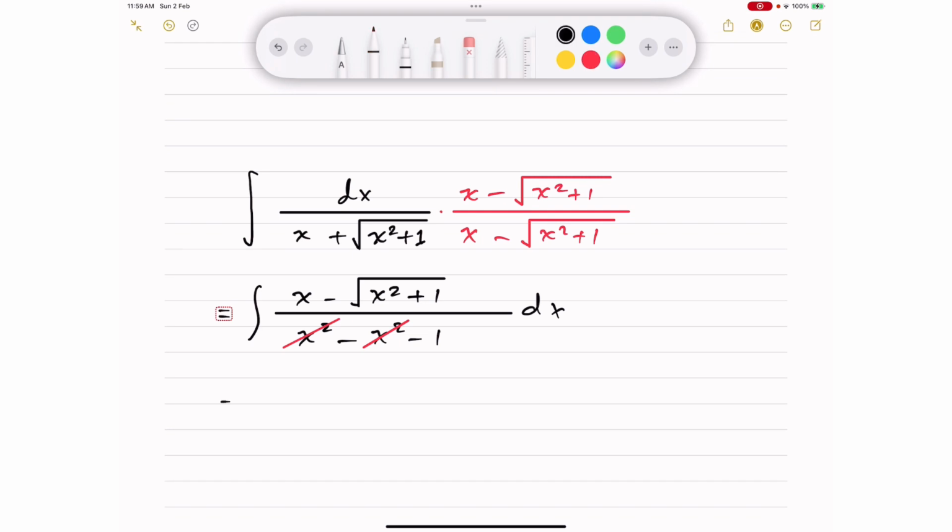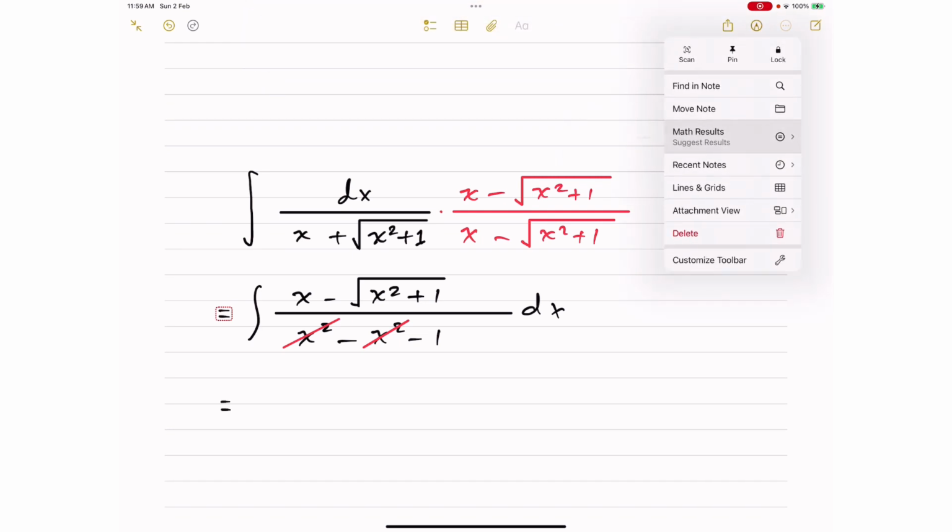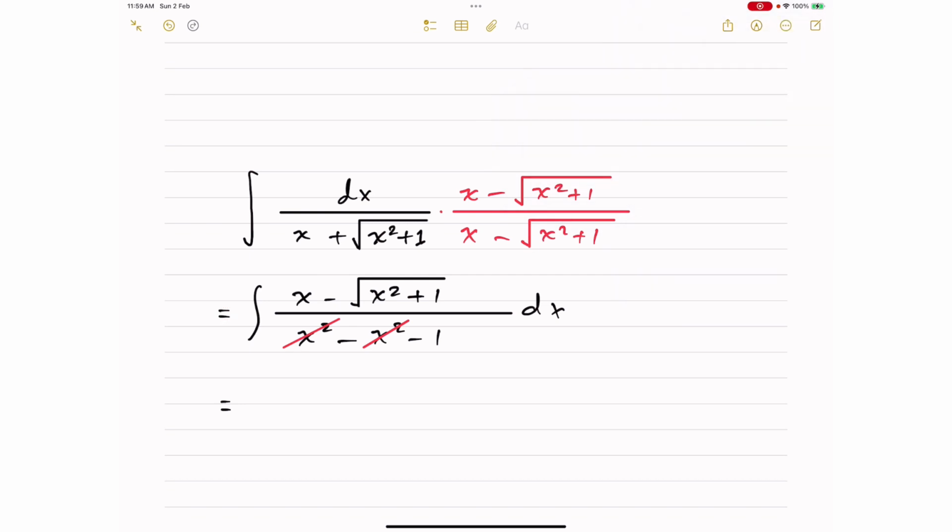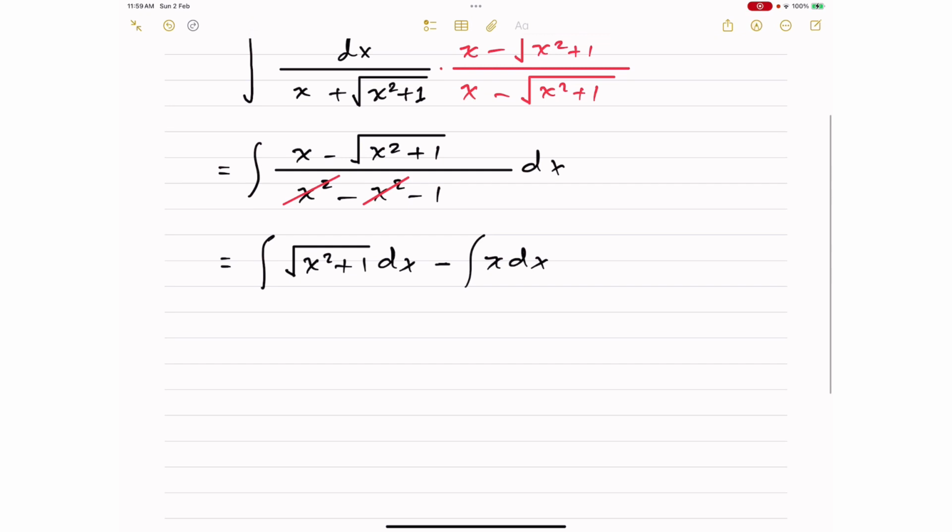So with that, let me just deactivate the mathematics here, and then that's going to leave us with the integral of the square root of x squared plus 1, that's the first integral, minus the integral of x dx. Now the second integral is pretty much straightforward, but for the first one, we're gonna do a substitution here.